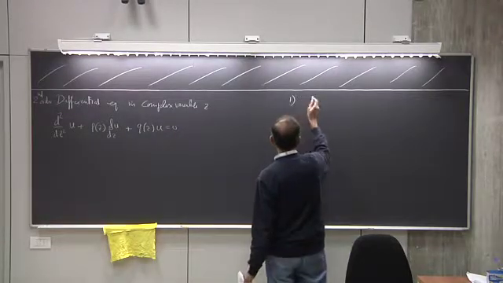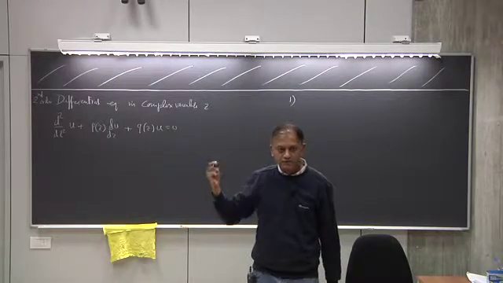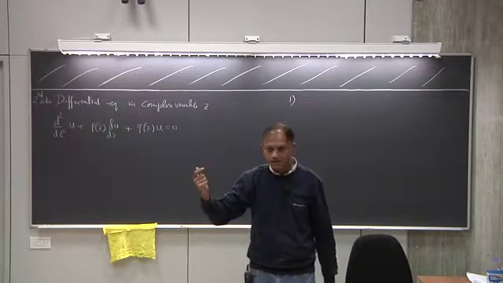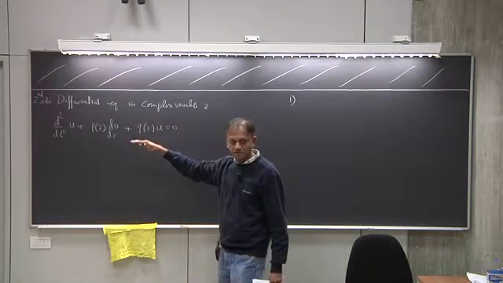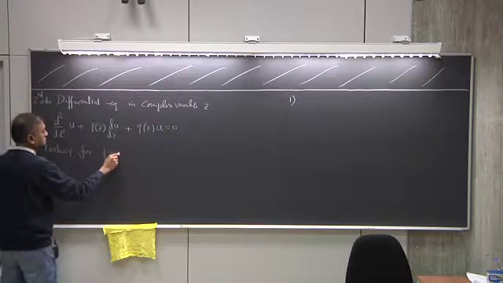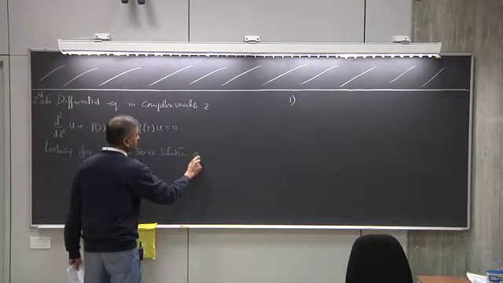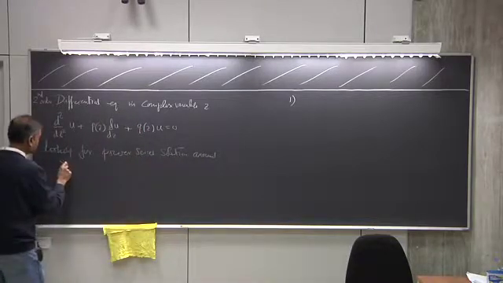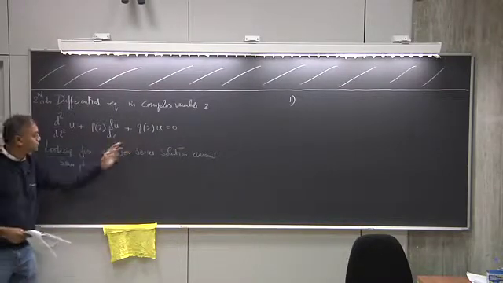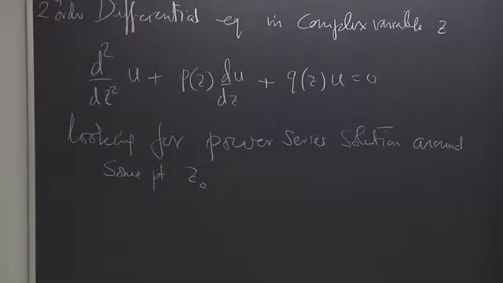So the first statement is that, in all these cases, what we will do is make a power series expansion. We will solve this differential equation so that u will be expressed as a power series around some point Z0. So we are looking for a power series solution around some point Z0. And then this power series will depend on the behavior of P and Q in a neighborhood of Z0. That's the idea.